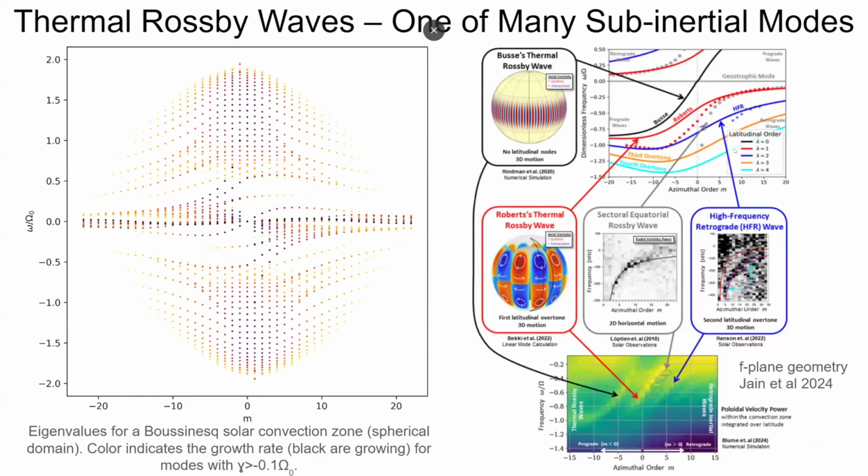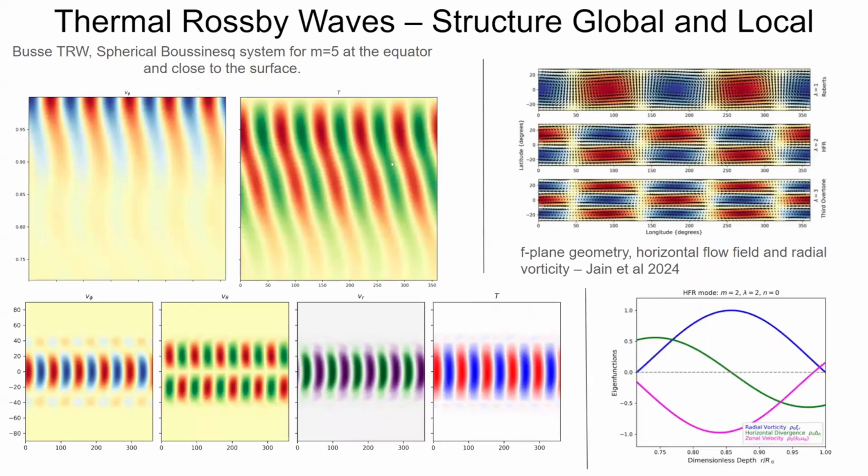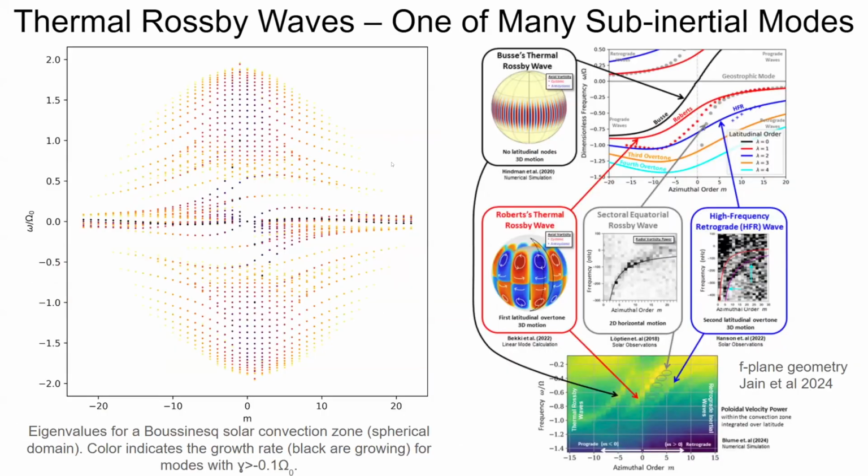So as Rekha was talking about, if we look at this F-plane model, you can find a whole suite of modes and their overtones, including these Busse modes, which have no latitudinal nodes, the Roberts modes, which do have a latitudinal node, among many other modes. On the left here, we have a whole suite of eigenmodes from a sphere. So this is a Busse-esque sphere. So there's no density stratification, anything like that. It's just uniformly rotating. There's no differential rotation.